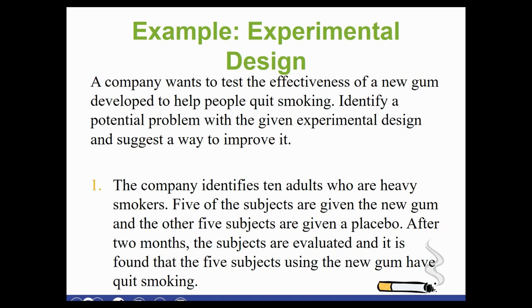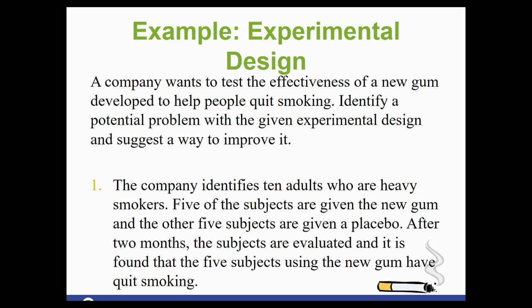So an example of experimental design. It says a company wants to test the effectiveness of a new gum developed to help people quit smoking. Identify a potential problem with the given experimental design and suggest a way to improve it. The company identifies 10 adults who are heavy smokers. 5 of the subjects are given the new gum and the other 5 subjects are given a placebo. After 2 months, the subjects are evaluated and it's found that the 5 subjects using the new gum have quit smoking.